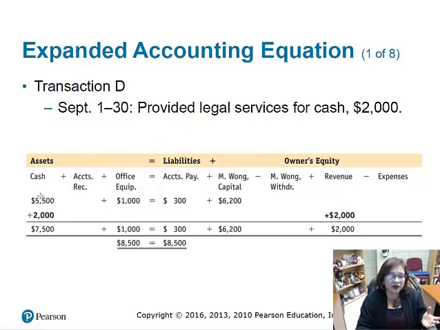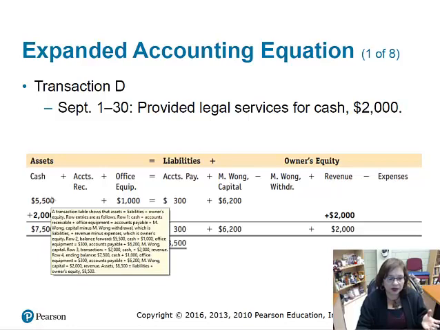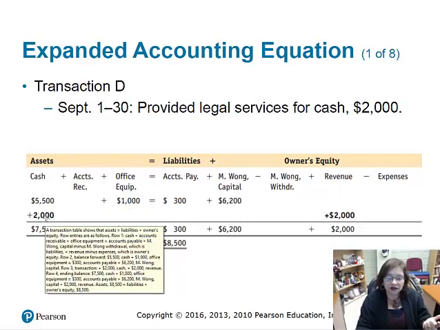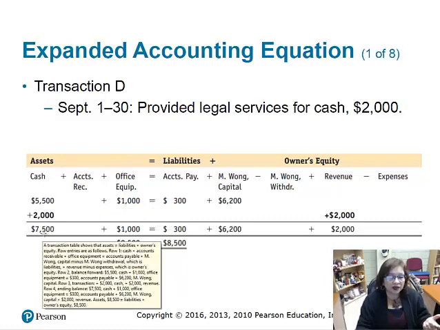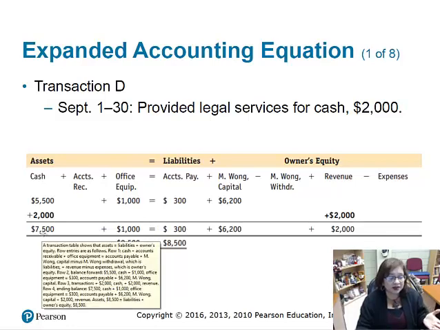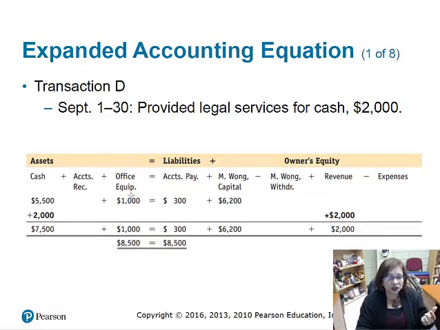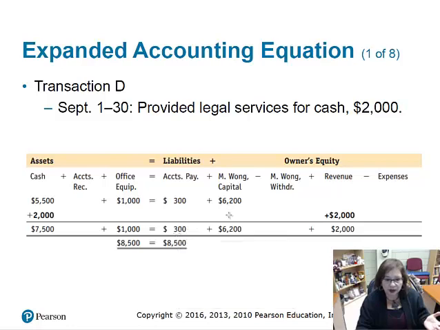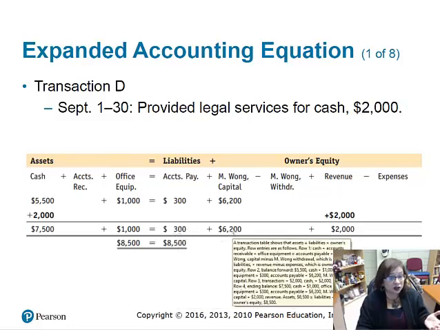So here we have the cash that we had, $5,500, still from Mia Wong. Okay, they had the $5,500, but notice you have $2,000 of cash. So now this brings the cash up to $7,500. She still has the same amount in the office equipment, the same amount in the accounts payable, her initial investment.